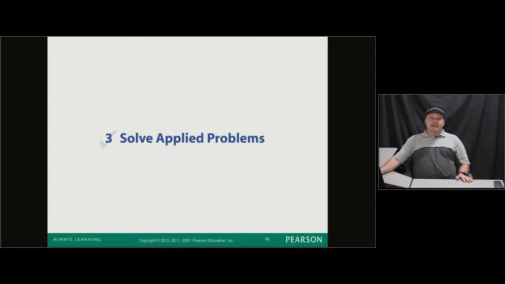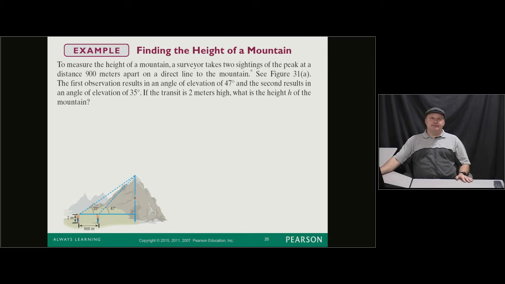Hello, in this discussion we're going to be solving applied problems using the law of sines again. So let's begin with this example.